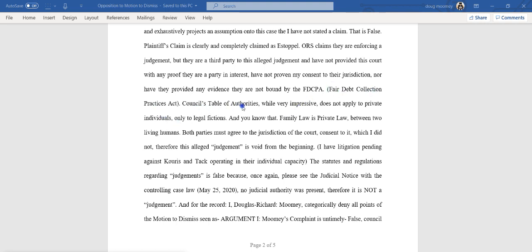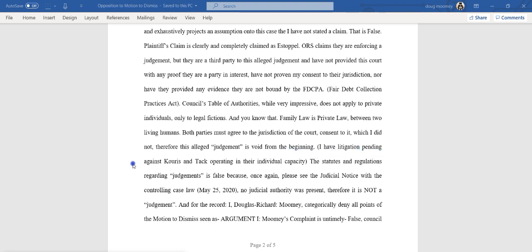Counsel's table of authorities, while very impressive, does not apply to private individuals. It only applies to legal fictions. And you know that. Family law is private law. Why is it private law? Because it's between a man and a woman, between two living humans. Both parties must agree to the jurisdiction of the court, consent to it, which I did not. Therefore, this alleged judgment is void from the beginning.